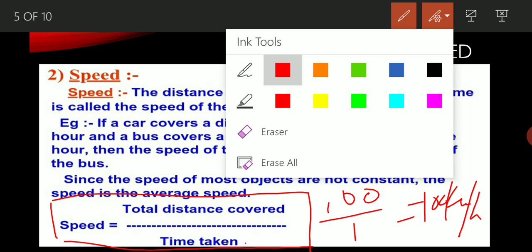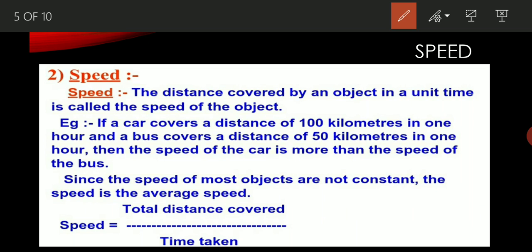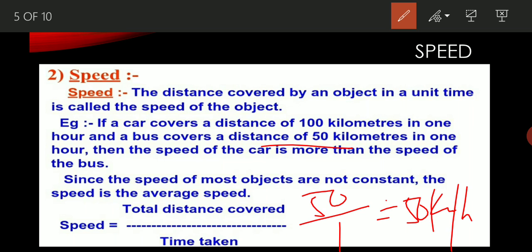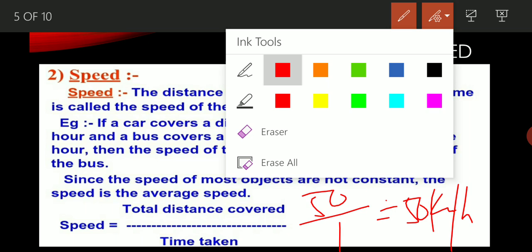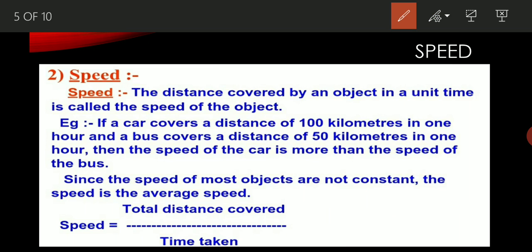Clear? In a similar way, if we talk about the speed of a bus, it travels 50 kilometers in 1 hour. So what will be the speed of the bus? It will be 50 kilometers per hour. Clear? So in this way, again I just want to repeat that speed is the total distance covered by the vehicle in the given time. This will be the speed.